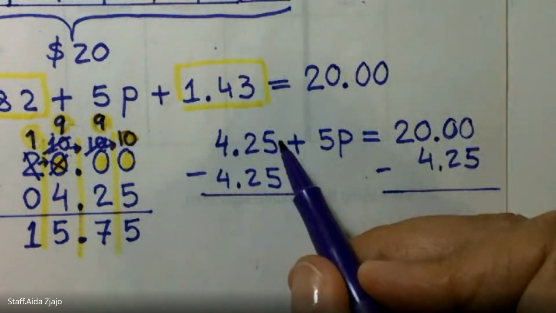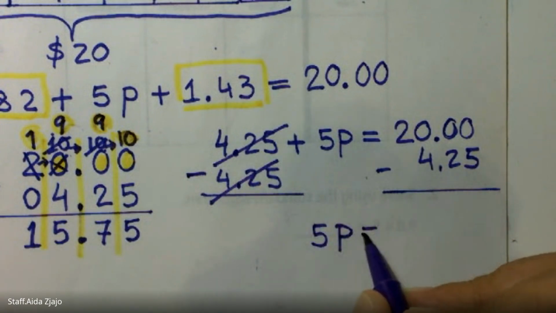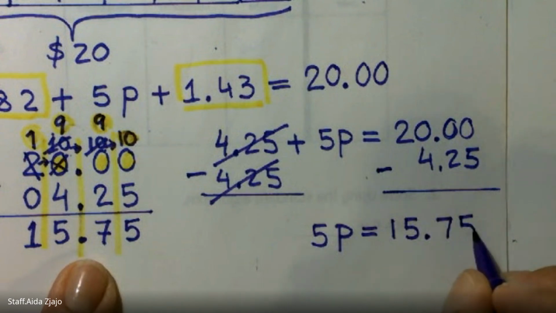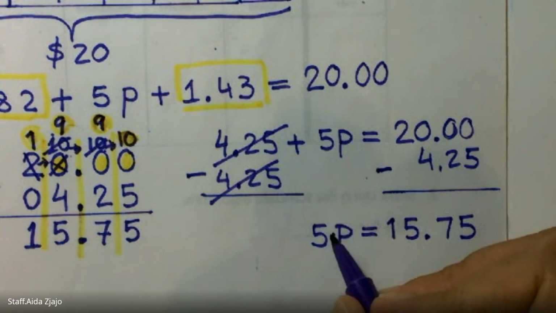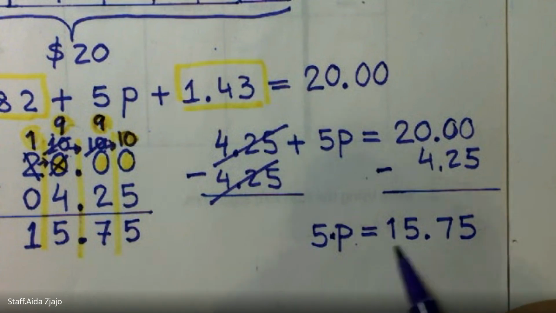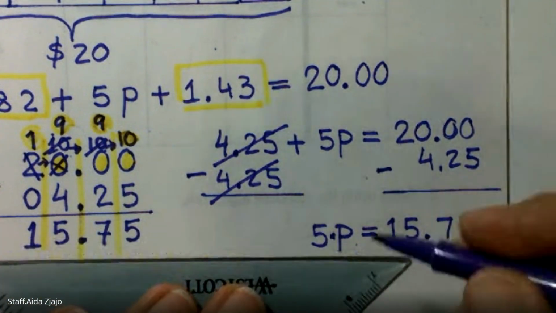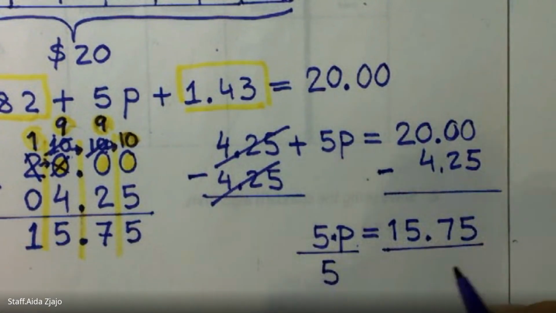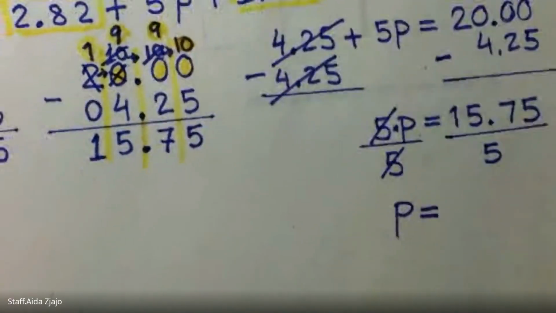So this 4 and 25 minus 4 will cancel. So I will only have 5p equals, and I already know what it is. It's 15 and 75. So now I know if I want to have 1p, this is invisible multiplication. 5 groups, 5 times p equals 15.75. So to get 1p, I have to divide, and the fraction is a division line. So divide by 5, and this divide by 5. This is a division line, so this and this will cancel.